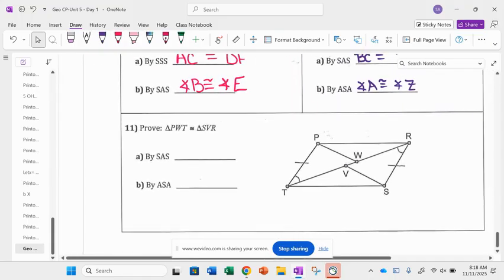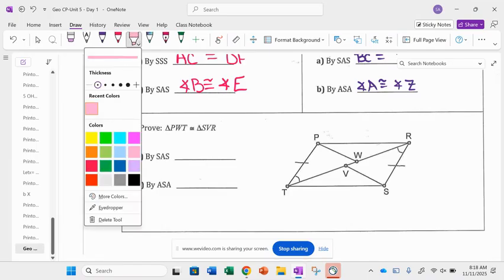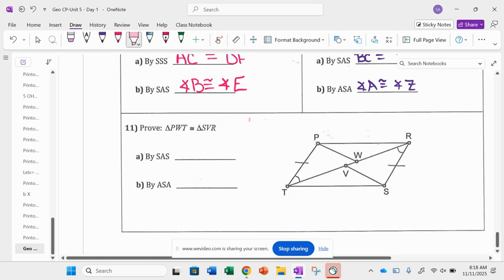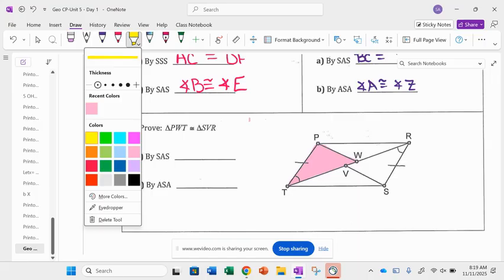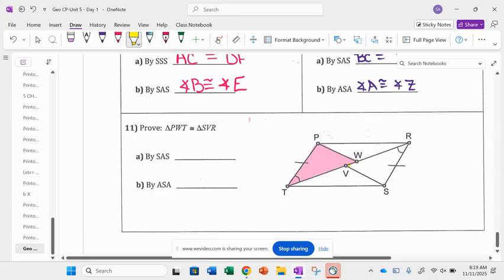All right. So now this diagram's complicated. I'm going to highlight the triangles we're trying to prove. So we want to prove triangle PTW. I'm going to highlight that in pink. And we want that to be congruent to triangle SRV.